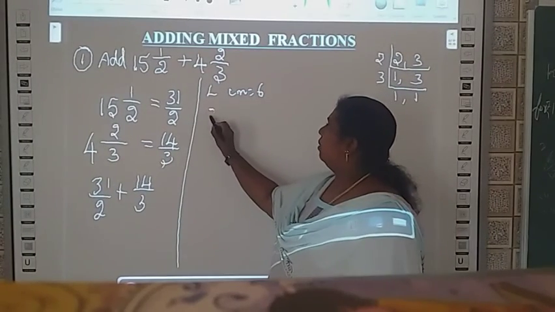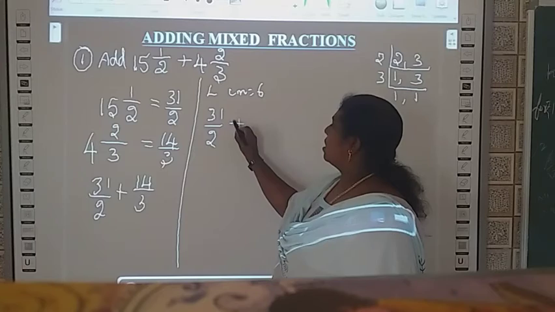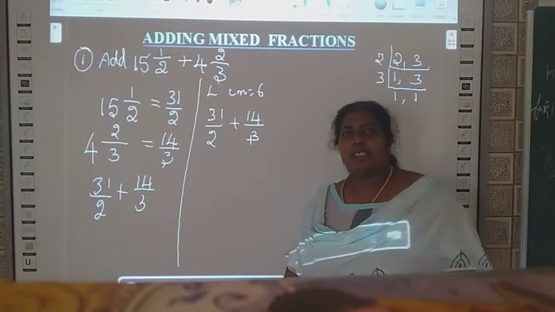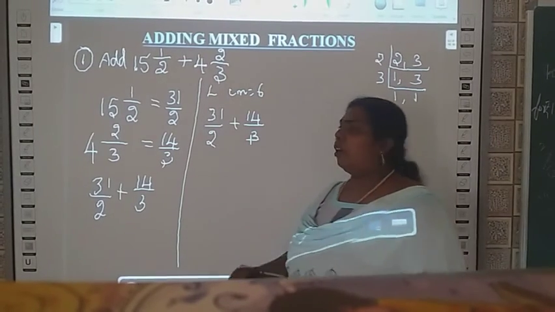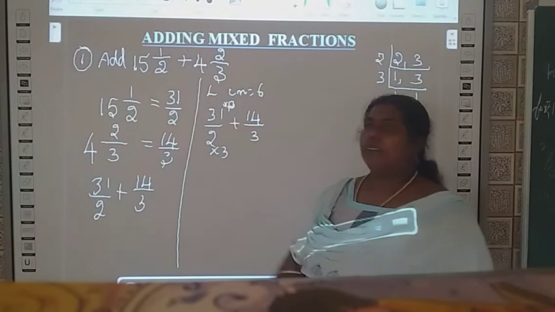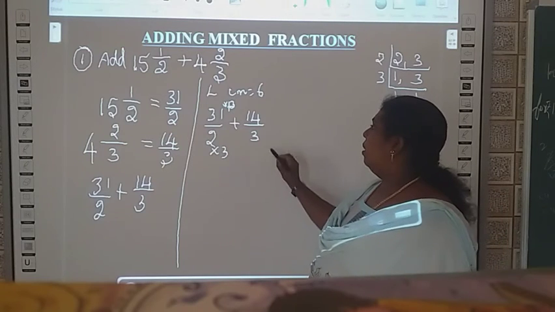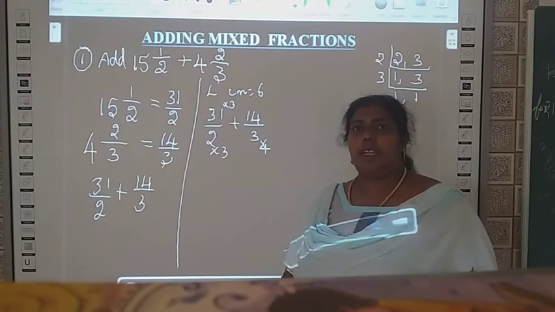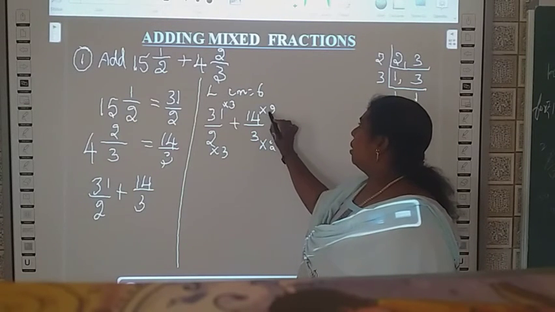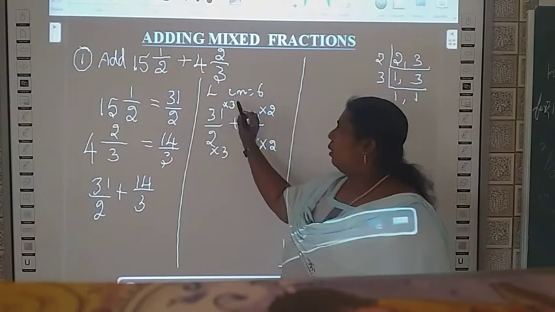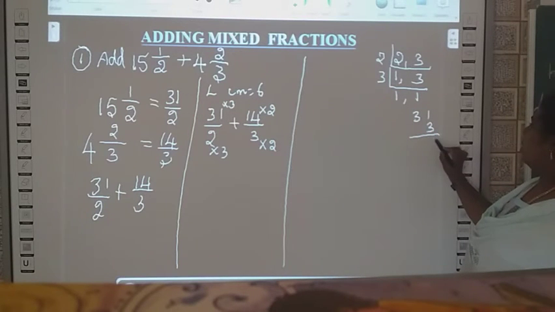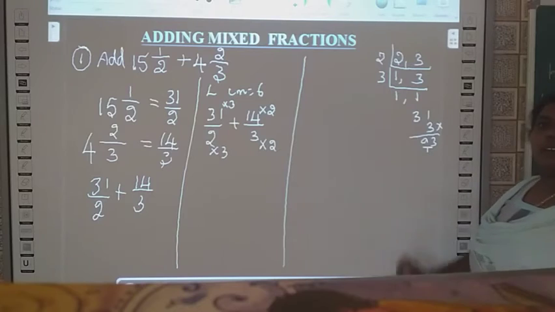Now 31 divided by 2 plus 14 divided by 3. Make the denominator 6. Okay. Yes. Second table, how many times will 6 come? 3 times. So the numerator also multiply by 3. Then here third table, how many times 6? 2 times. So the numerator also multiply by 2. 31 times 3 equal to how much? 1 times 3 is 3. 3 times 3 is 9. 93.